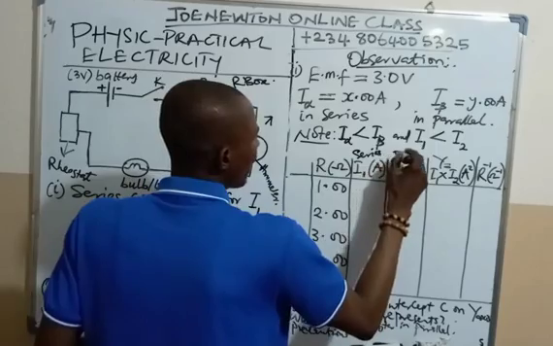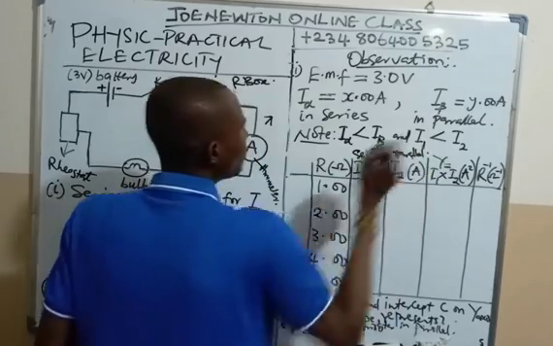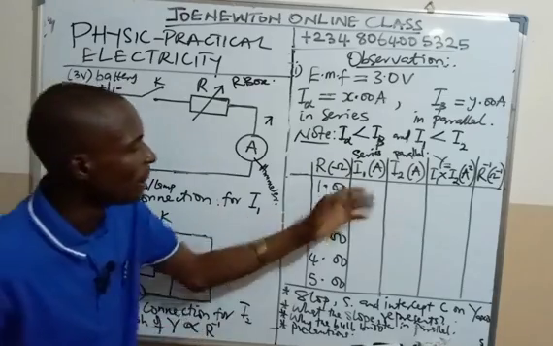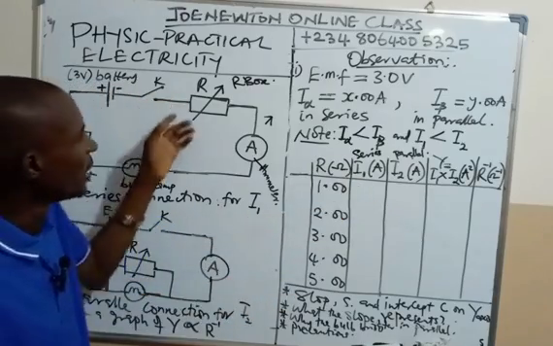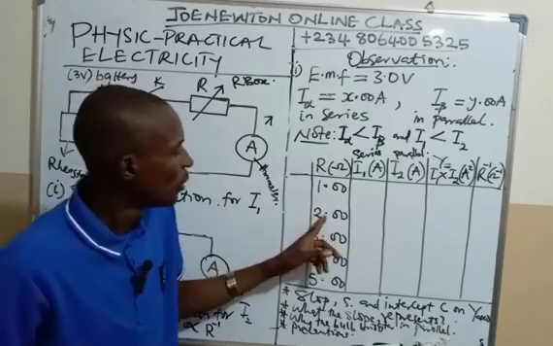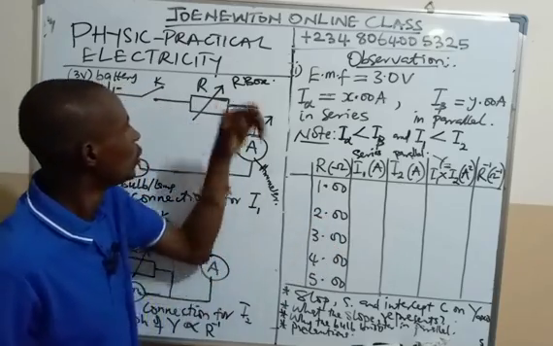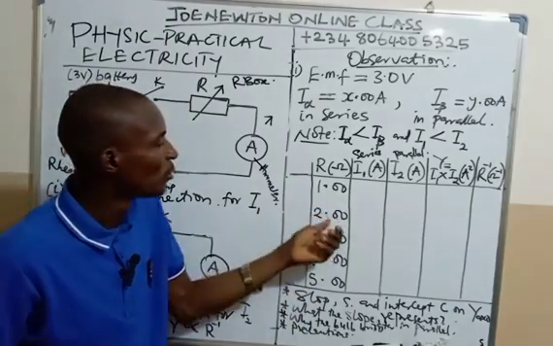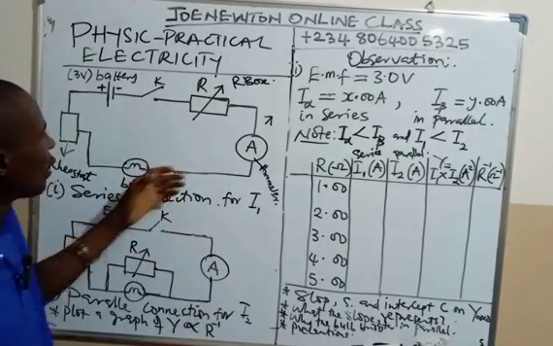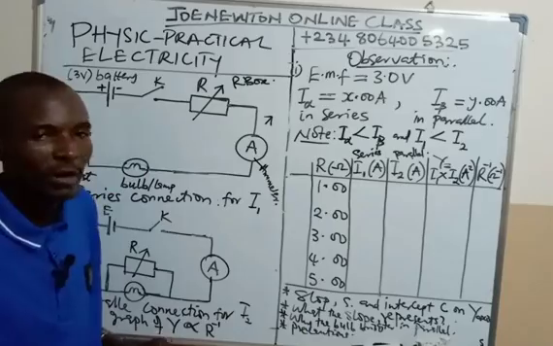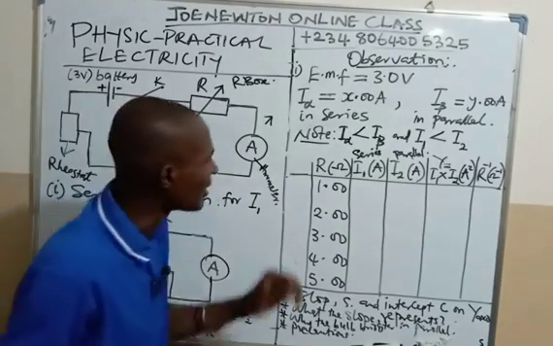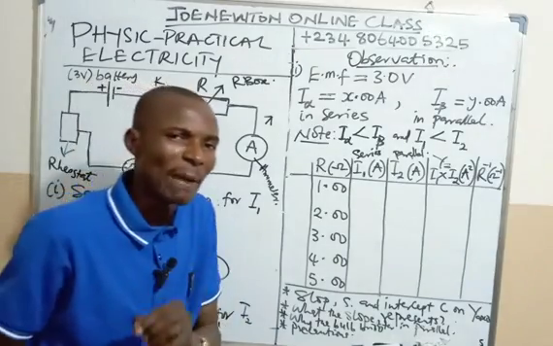Then this is my parallel. In parallel, that is it. You record your I1. Then you also check the current when you remove 2 ohms. With 2 ohms, you also determine the value of your current flowing.